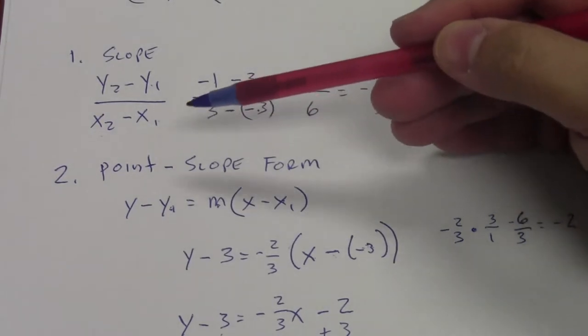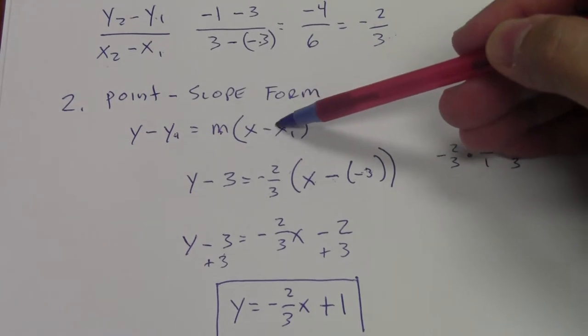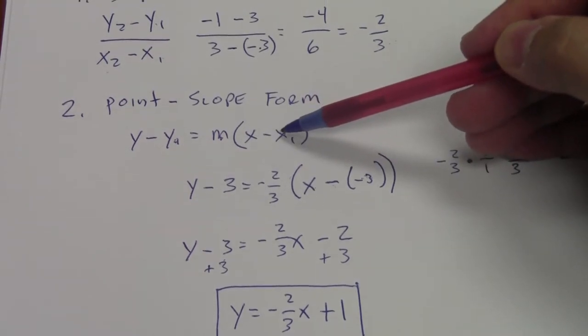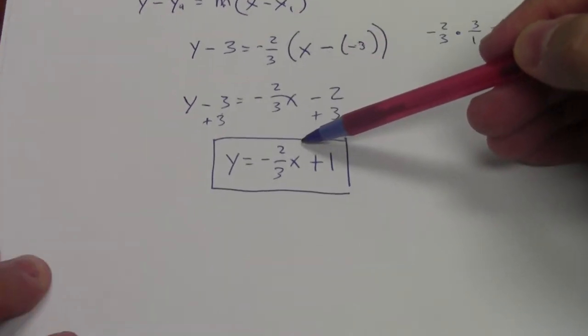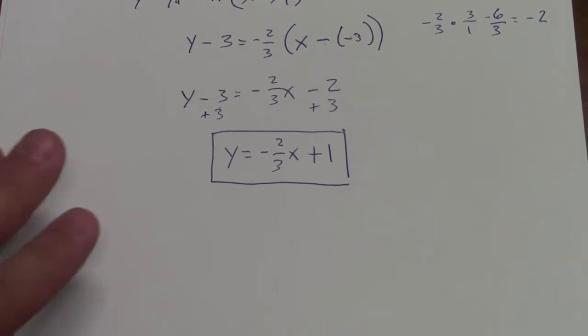So do your slope formula first, followed by the point-slope formula. All right, and once you reduce everything down, it'll put it automatically into our equation in slope-intercept form. All right, so follow those and you should be good.